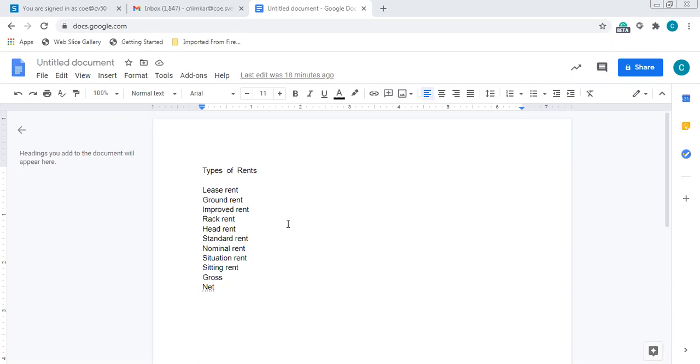Okay, then next one is sitting rent. What is sitting rent? It is the sum of the actual rent paid plus whatever premium you pay for your capital. That particular sum we call sitting rent.